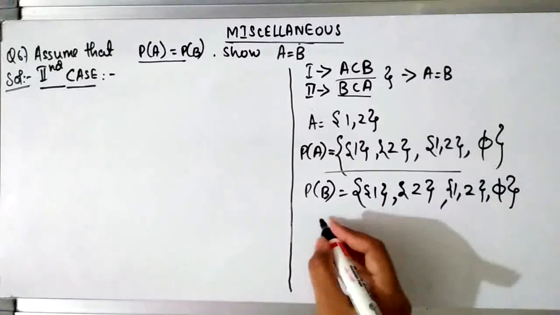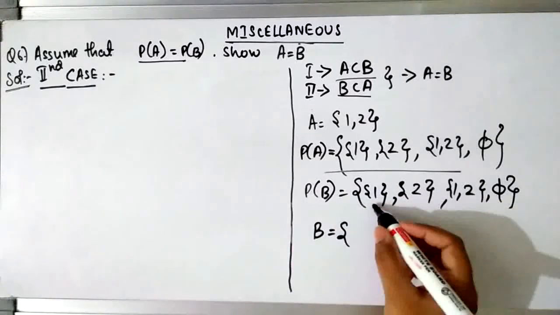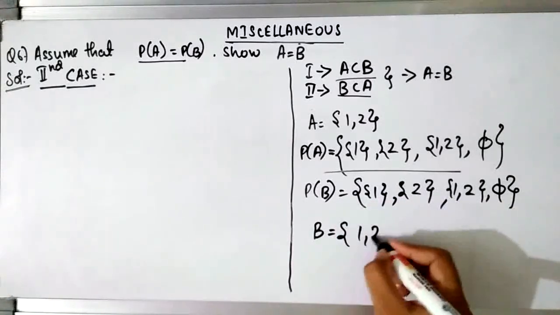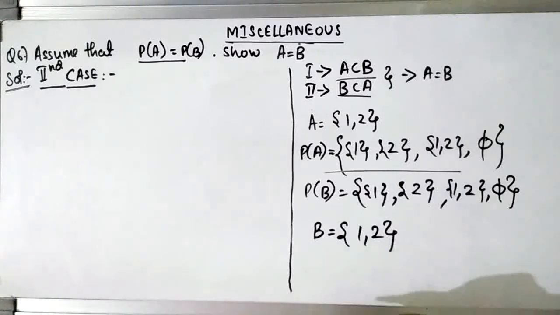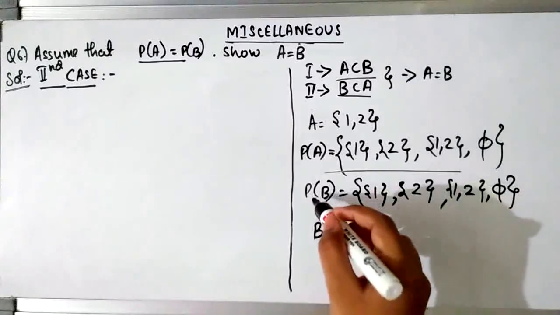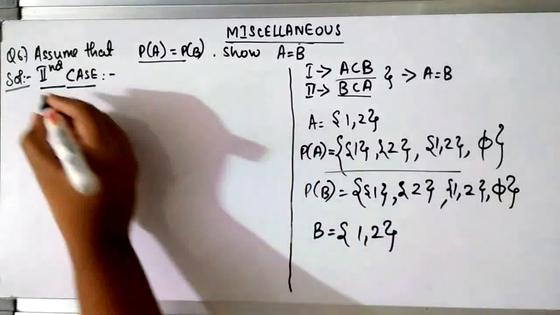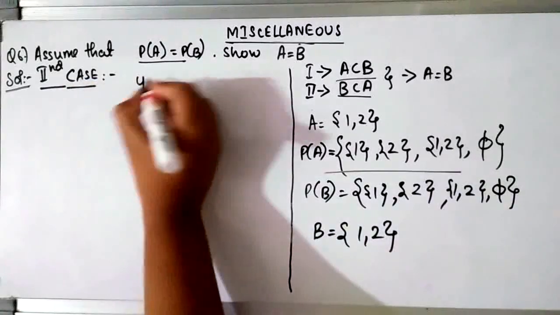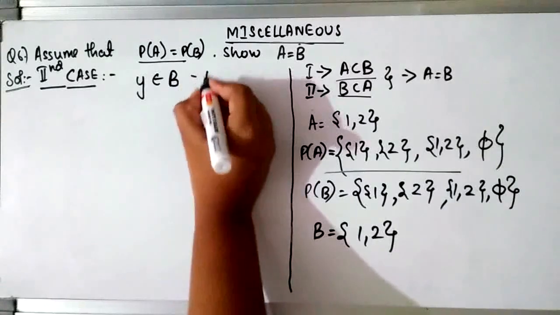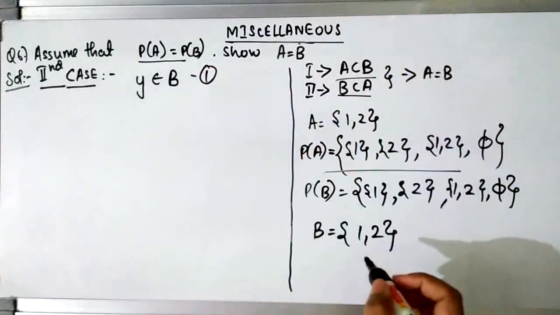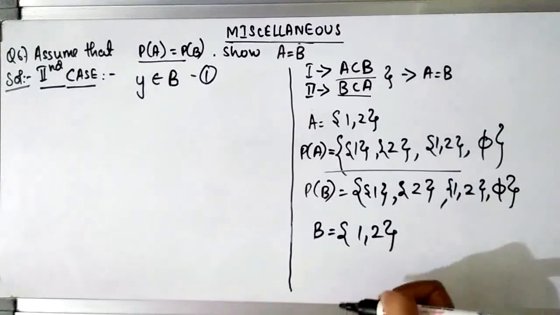Now if this is our power set, then what will be our set B? Our set B, you see 1, 2, 1, 2. So our set B will consist of two elements, that is 1 and 2. So this becomes our set B. Now we have got the power set B and the set B. Now this time let us assume that small y belongs to the power set of B. Okay. Now over here this small y can be either 1 or it can be 2.